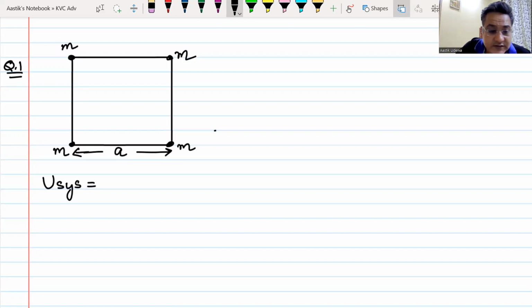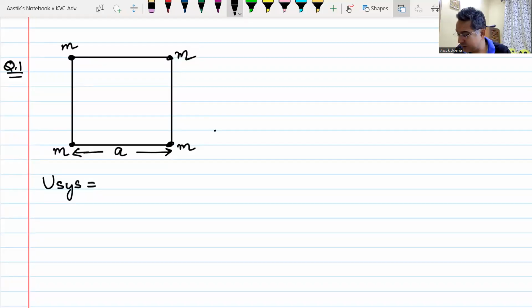I'll give you 2 minutes to tell me how will you find out the gravitational potential energy of this system. Remember, we only know gravitational potential energy of 2-point charges. From that 2-point charges, how are you going to find the gravitational potential energy of 4-point charges? I will give you 2 minutes to think about it and then give me the answer.